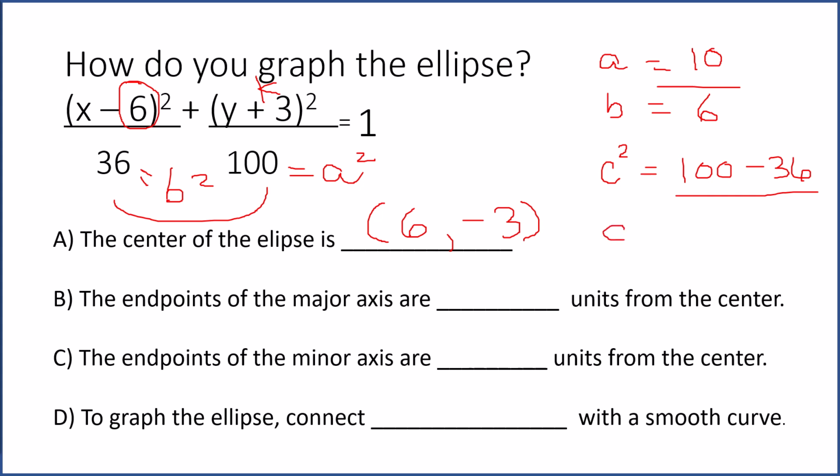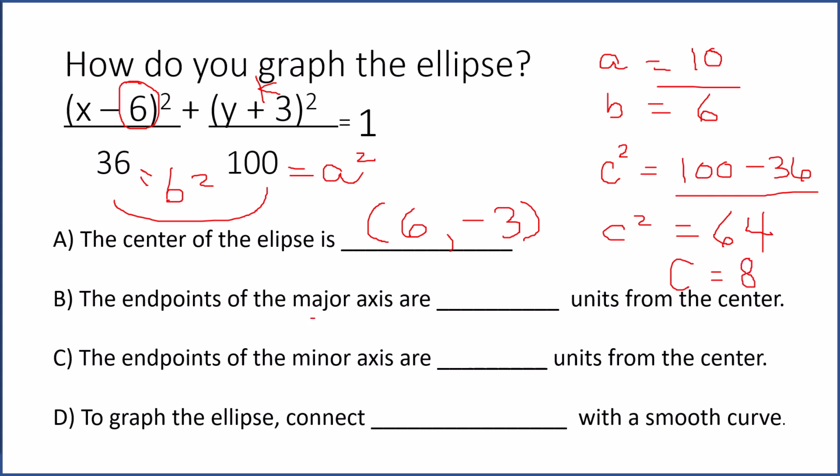So c squared is equal to 84. Wait a minute, let me get my calculator out. That's not 84, that's 64. 100 minus 36 is equal to 64. Take the square root of both sides, and c is equal to 8.